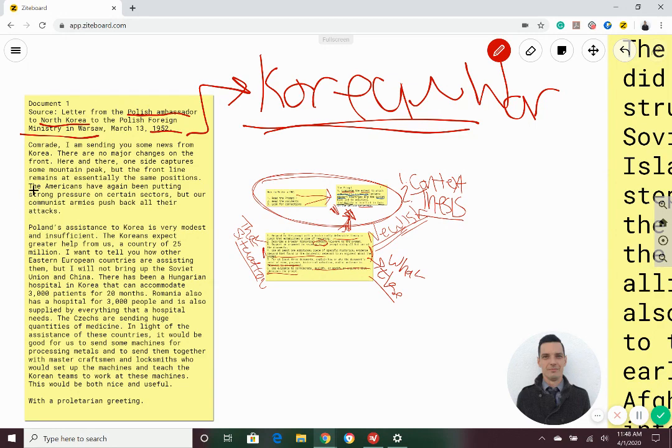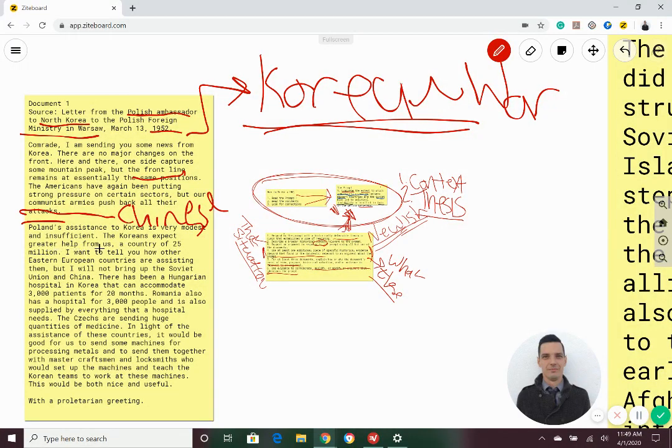The front line remains essentially the same. So, he's talking about what's going on. The Americans have again been putting strong pressure in certain sectors where communist allies are pushing back on all attacks. Communist armies. By communist armies, he's talking about the Chinese and Koreans. Poland's assistance to Korea is very modest, so Poland is not doing very much, and insufficient.